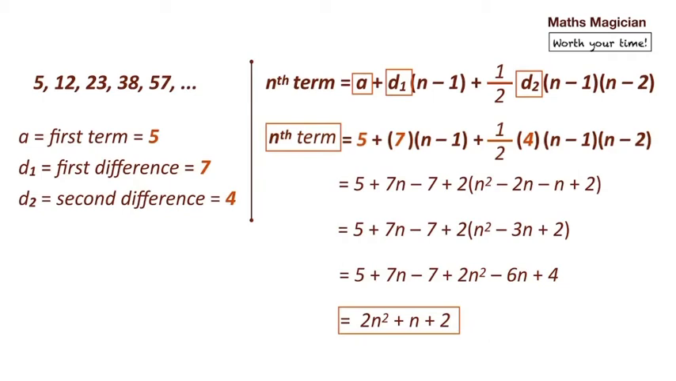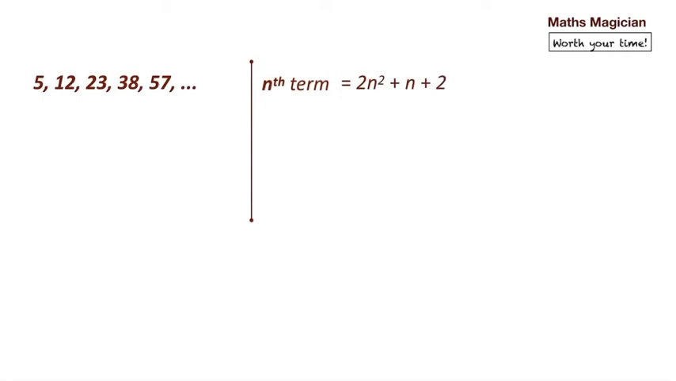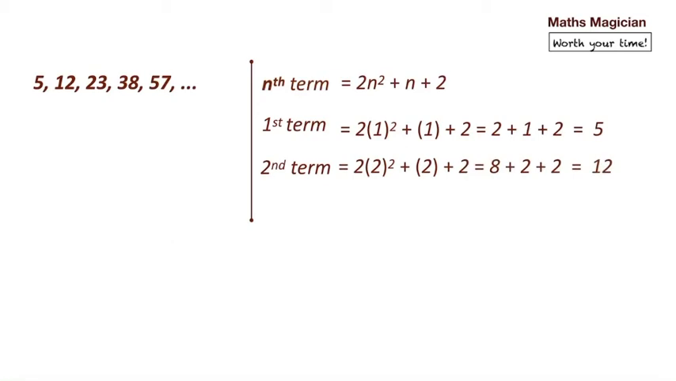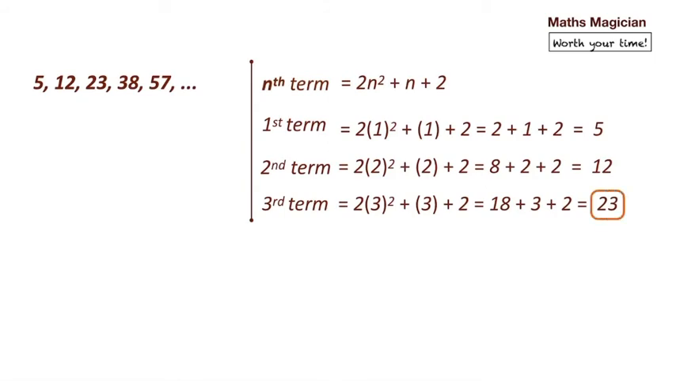For this, we write the nth term equation again. We put n equal to 1 and find first term equal to 5, which is the first term of our sequence. Next, we put n equal to 2 and find second term 12, which is the second term of our sequence. Similarly, by putting n equal to 3, we get third term equal to 23, which is the third term of our sequence, and hence the calculation is correct.